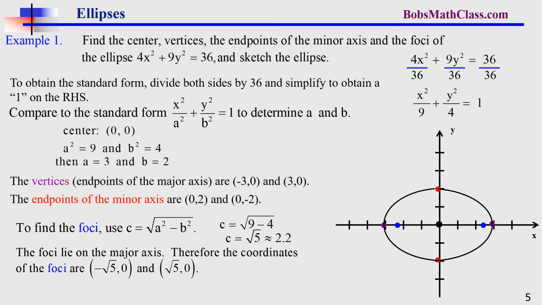It's on the major axis. That's about square root 5. So if we label those points, it would be square root 5, 0, and negative square root 5, 0. The foci are always on the major axis, which in this case is the x-axis because the center is at the origin.